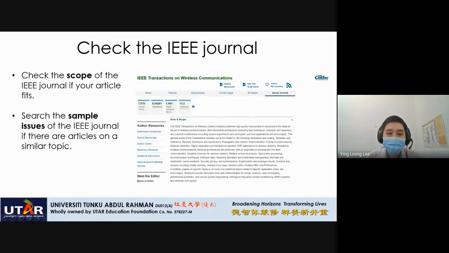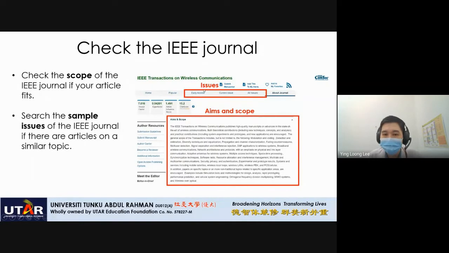The second thing is you need to search the sample issues. Sometimes you might not find the topic exactly in the scope of the journal. If you cannot find it, then try to search the sample issues. The issues can be found on the IEEE website, like early access papers, current issues, and all other issues. You search some sample papers and see whether there are any papers on topics similar to what you are working on. If there are, that is good news, meaning your paper might fit into this journal.